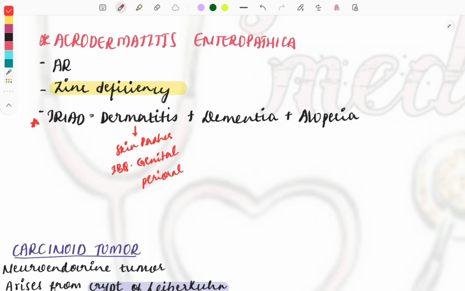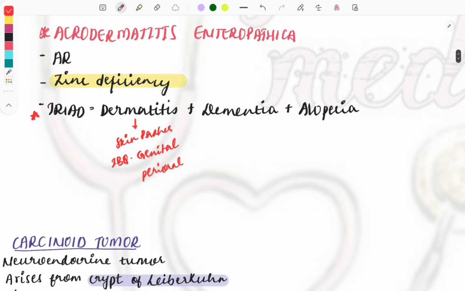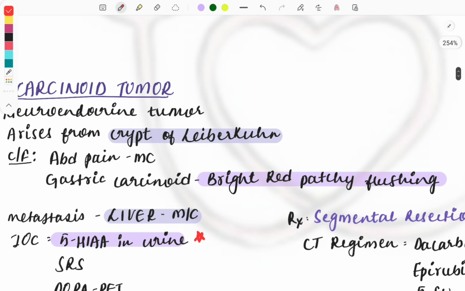Okay, so you can see these things in the question, and if these three things are present, then go with zinc deficiency as the answer. Then the next topic, carcinoid tumor, again a repeat topic.